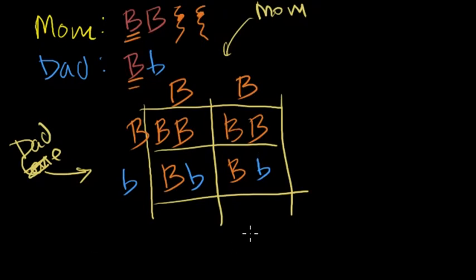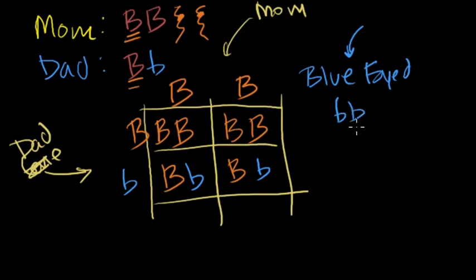So if you said, what's the probability of having a blue-eyed child? Assuming that blue eyes are recessive, and remember, this is a phenotype. These particular combinations are genotypes. Well, in order to have blue eyes, you have to be homozygous recessive. You have to have two lowercase b's. So what's the probability of having this? Well, there are no combinations that result in that, so there's a 0% probability of having a blue-eyed child.